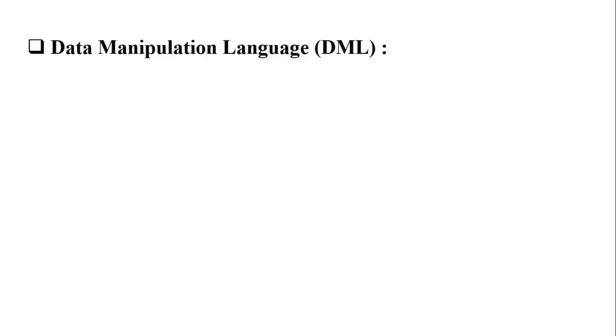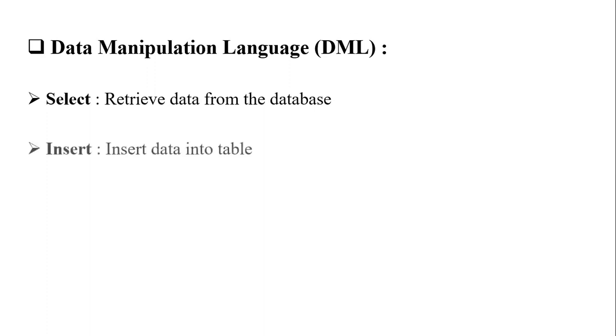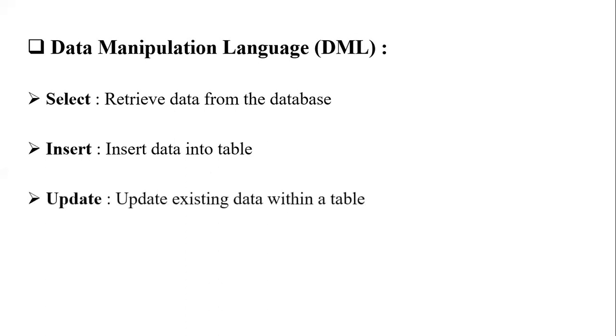Then next is DML, data manipulation language. It is used to do some action on the data that is present in the table. So if you want to do some action on the data that is actually present in the table, then you use DML commands. The first command included in DML is select. Select is used to retrieve data from the database. Then insert, which is used to insert data into a table. Update, which is used to update existing data within a table. And then delete, which is used to delete records from the table. So these are all DML commands.